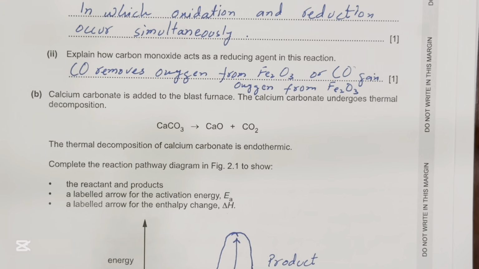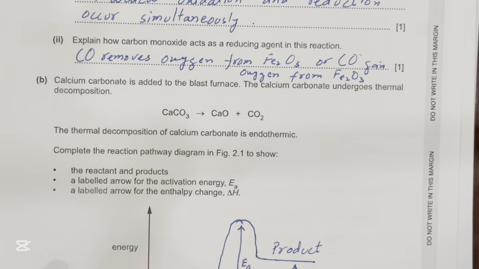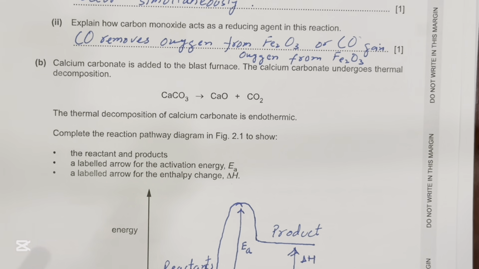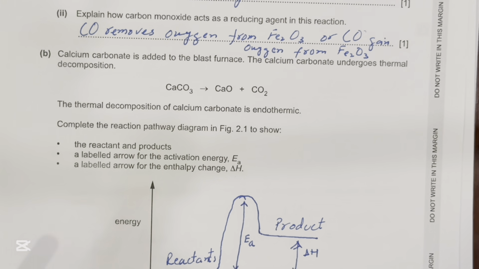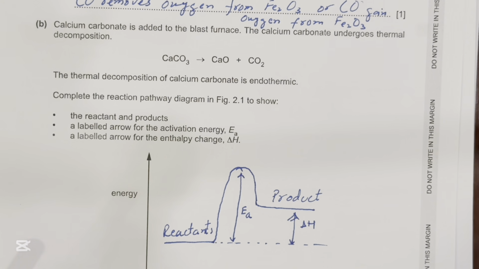So that's why they form calcium oxide plus carbon dioxide. The thermal decomposition of the calcium carbonate is endothermic. Endothermic reactions are those that absorb energy from the surroundings. Complete the reaction pathway diagram in Figure 2.1. Show the reactants and the products, and label the arrow for the activation energy and the label arrow for the enthalpy change, delta H.